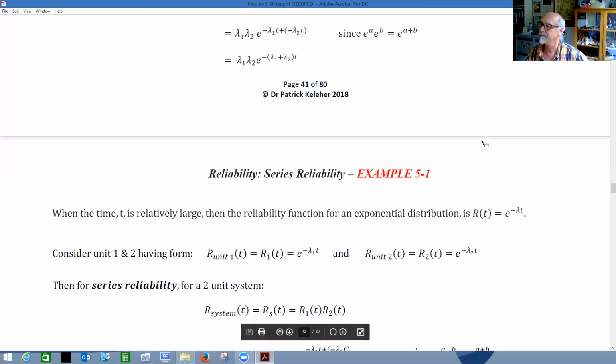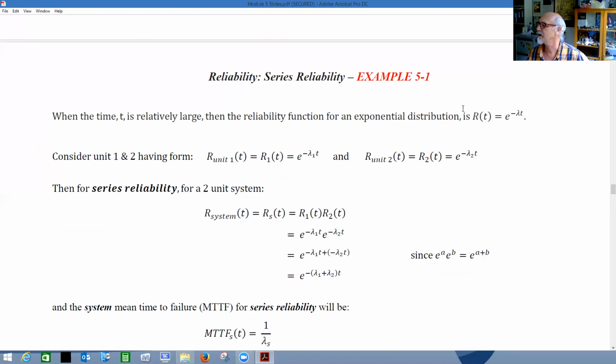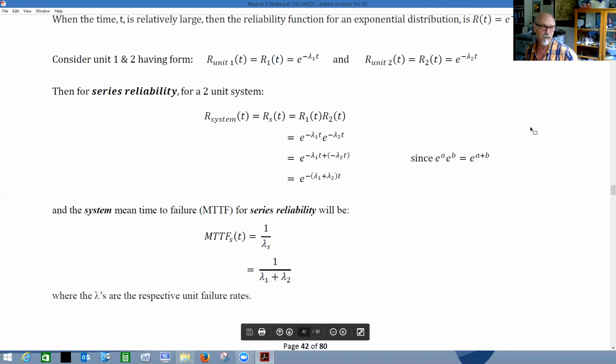Okay, and then when the time is relatively large, we can use this as, remember beforehand we had reliability was 1 minus the failure rate. So now, for a relatively large period, we're going to use this exponential form. So when we consider our unit 1 and unit 2, this is unit 1 and this is unit 2. Again, for series reliability for a 2-unit system, it's just R1 times R2. So we end up with this general formula again. We know what lambda 1 is and lambda 2 is, we can do the calculation. So these are just general formulas.